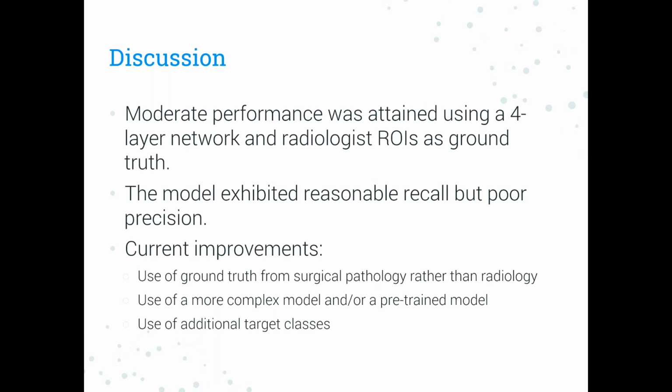In addition, rather than using the radiologist's ROI, which we saw on the previous slide, we know is not fully accurate, we now have a gold standard that uses the surgical pathology. That was complicated because we have to register surgical pathology to MR space, which took us a little while. We have more complex models, and we're looking at using additional target classes.